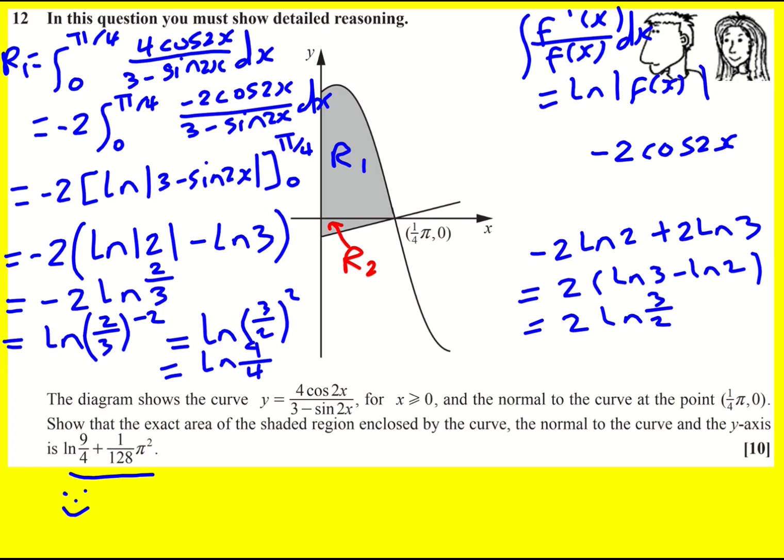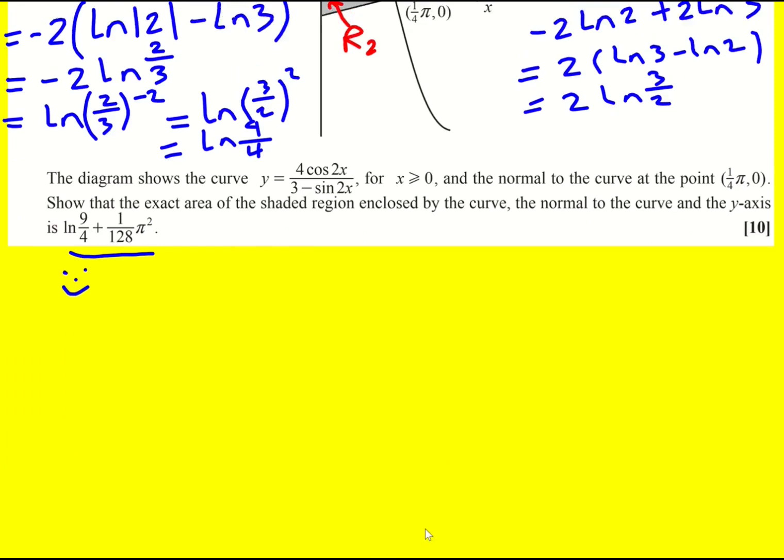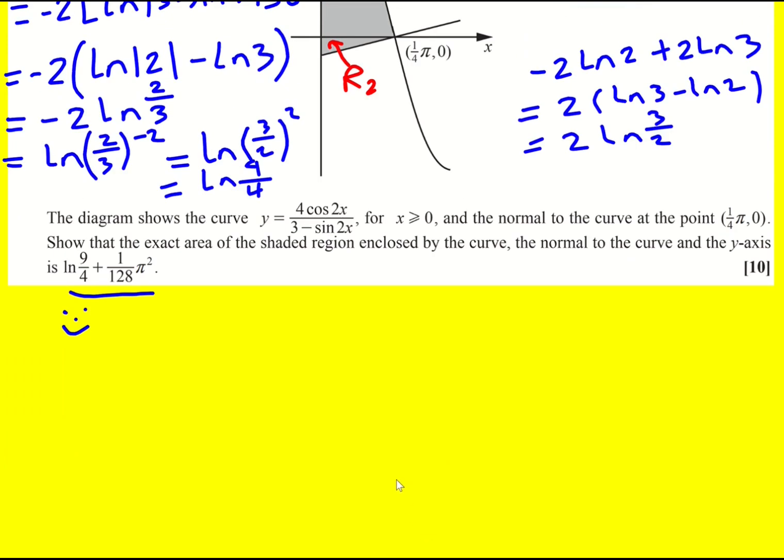Right, now we need to work out R2, and that's to do with the normal of the curve. For the normal of the curve, we need to remember that this normal is perpendicular to the tangent of the curve. So we need to find the gradient of the tangent, and that means we need to find dy by dx. There's quite a lot going on here because we have a fraction. Whenever you have a fraction when differentiating, you're basically going to be using the quotient rule. When you're integrating, it's not always certain what you're going to do.